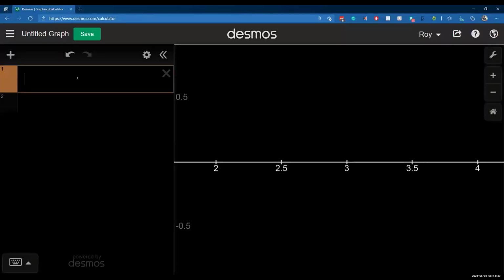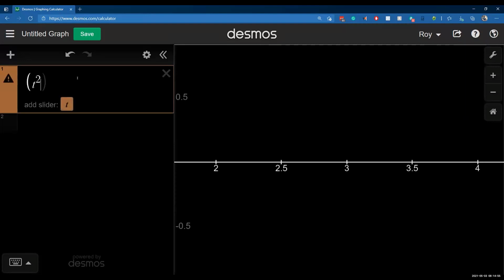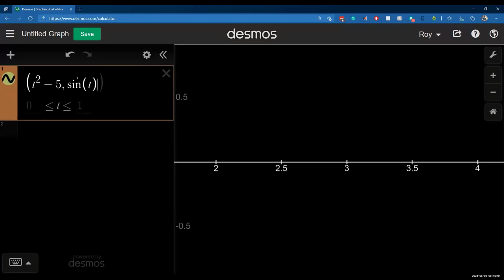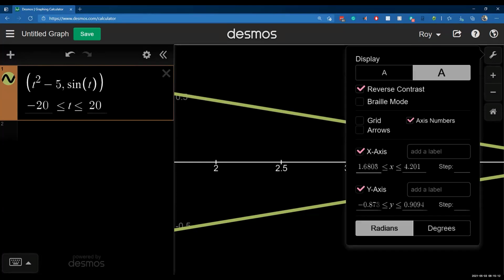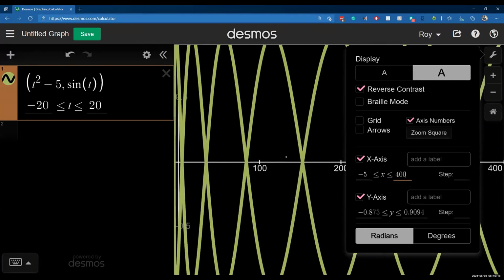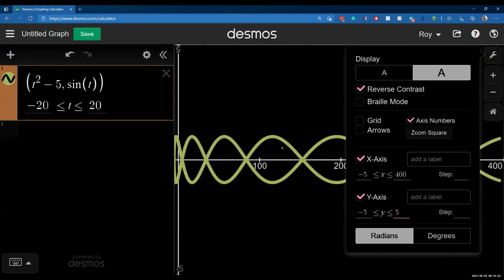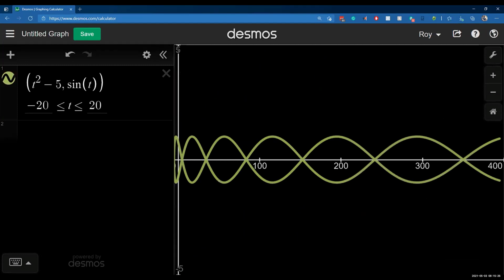Now we were asked to graph x of t is equal to t squared minus 5, y of t is equal to sine of t, and we're asked to do this from t equals negative 20 to positive 20. And then they actually gave us a window as well. They said let the x value for the window go from negative 5 to 400, and the y value for the window go from negative 5 to 5. There we go. So it's kind of a neat, almost a helix type of curve.